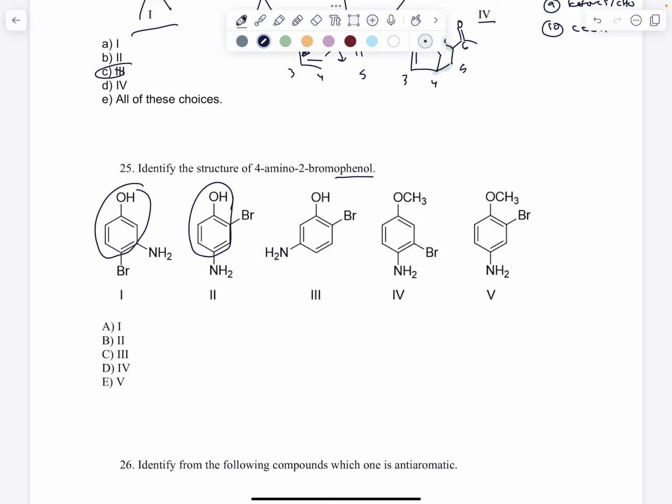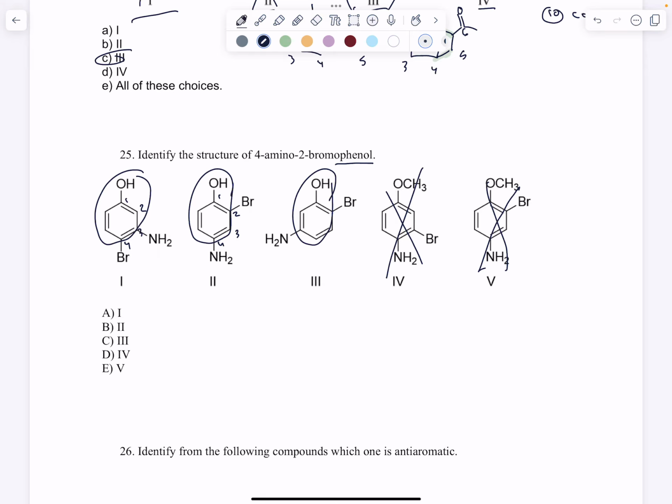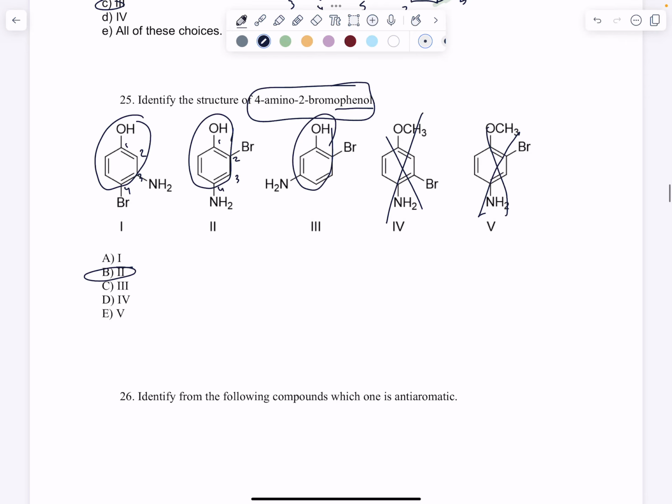But so let's look at phenol. That's what I'm looking for first, is phenol. And then that's going to be number 1, 2, 3, 4, 1, 2, 3, 4. So only this one has 4-amino 2-bromophenol, so that's answer choice B.